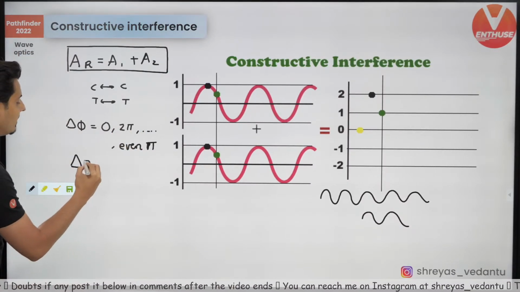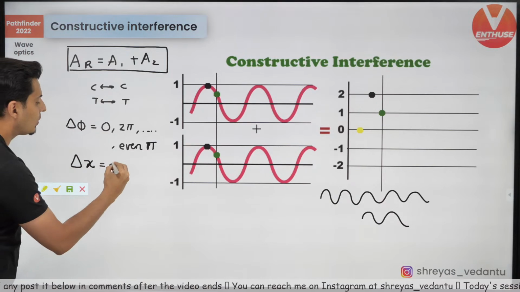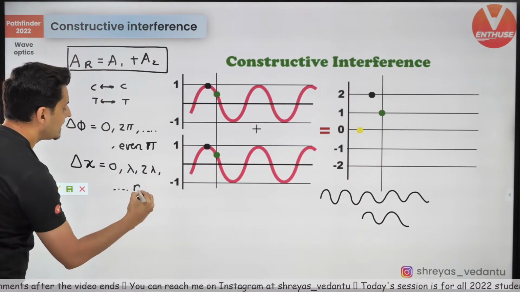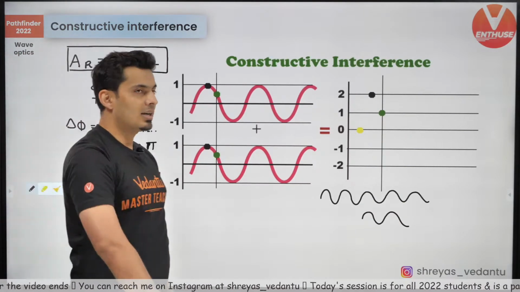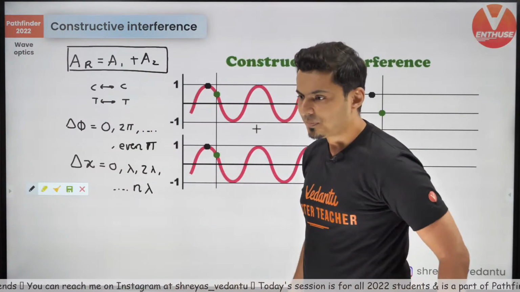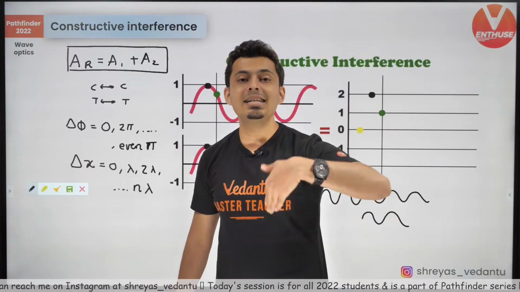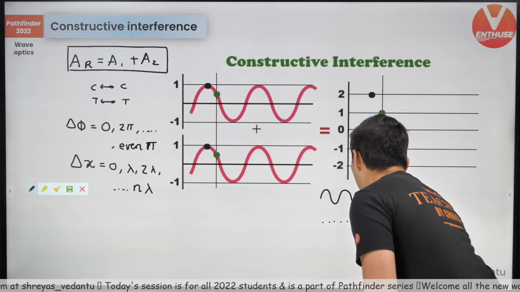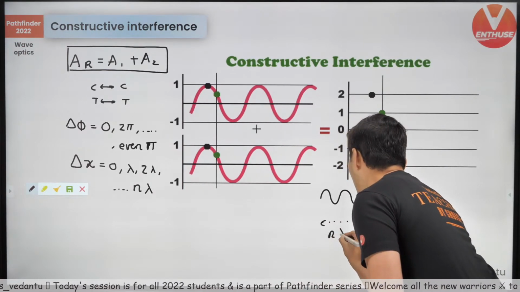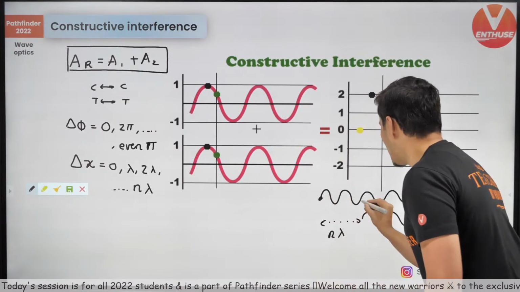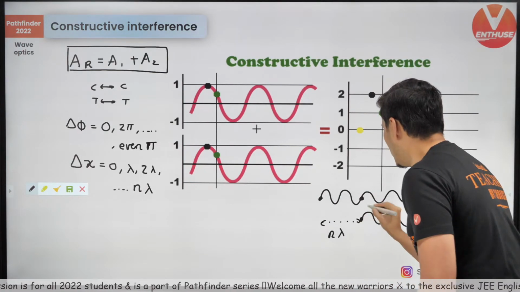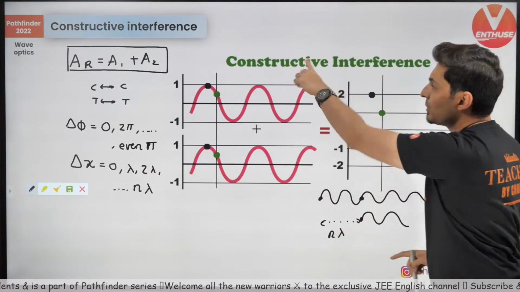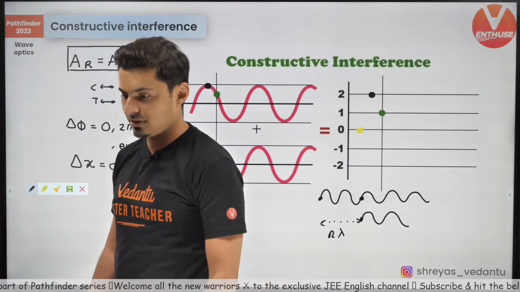And what are the path differences that are valid? 0 is valid, lambda is valid, 2 lambda is valid. In general, any n lambda will give you constructive interference. Any integral multiple of wavelength, you leave a gap of n lambda so that you will see that both the waves' crests and troughs match. So then you will see it is going to be constructive interference.